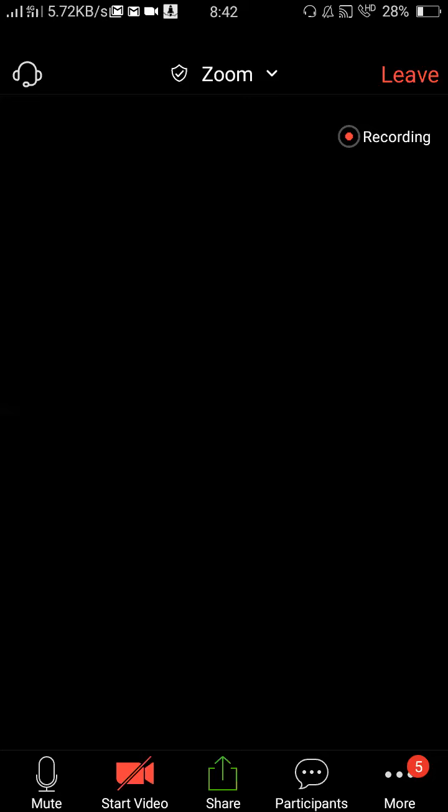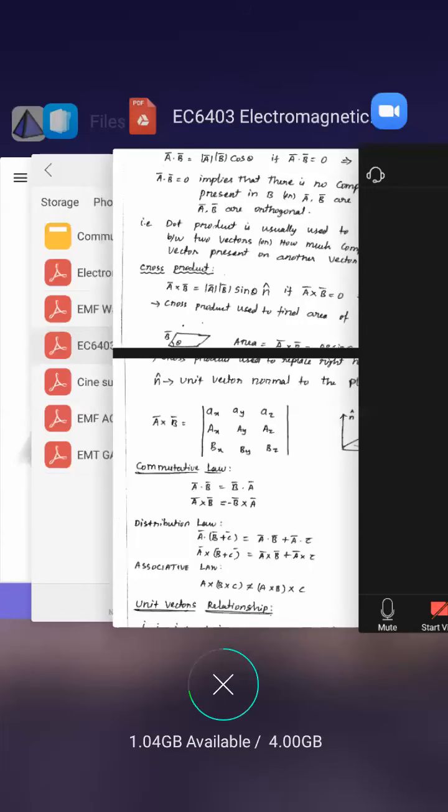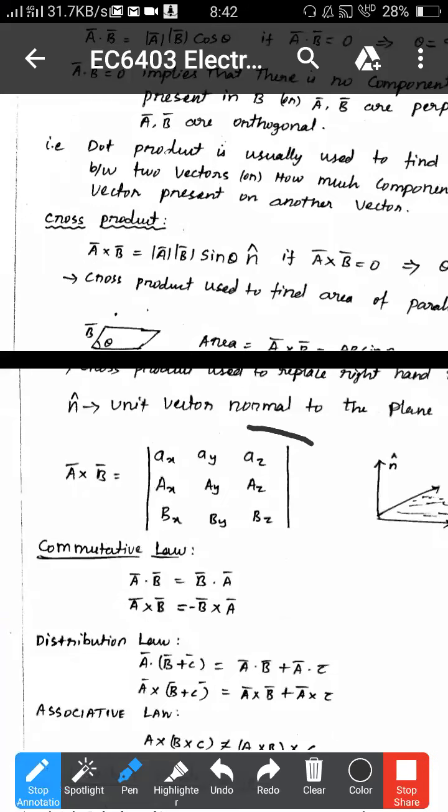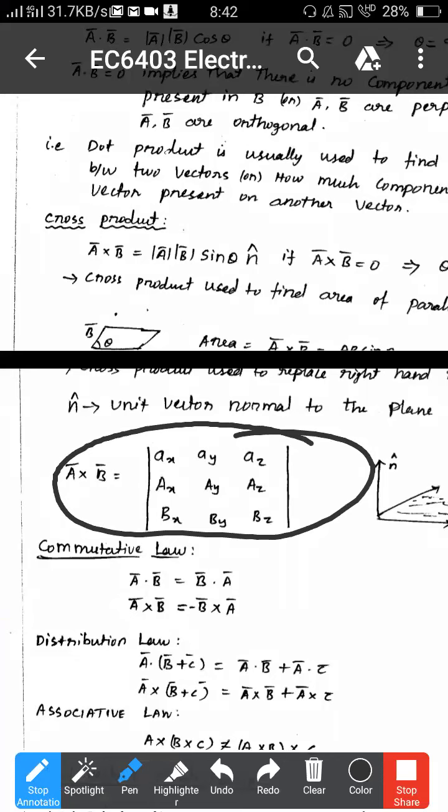Okay, the basics of vectors are already given. Please look into the book itself for how to calculate the dot product and cross product, everything. Again, to find the actual value of the cross product, it is definitely a vector.